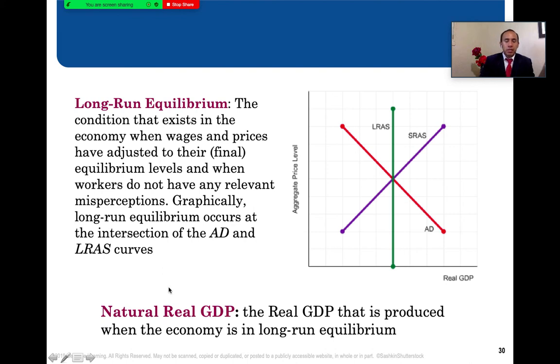The long-run equilibrium is the condition that exists when the economy is capable of producing goods and services in the short term and also in the long run. Wages and prices have adjusted to their final equilibrium levels. They have moved to reach the point of equivalency, and workers don't have any relevant misperceptions about the production of goods. Graphically, the long-run equilibrium occurs when the aggregate demand curve intersects the long-run aggregate supply curve, the vertical green curve, and the short-term aggregate supply curve, which is upward sloping. We are in perfect equilibrium at this point.